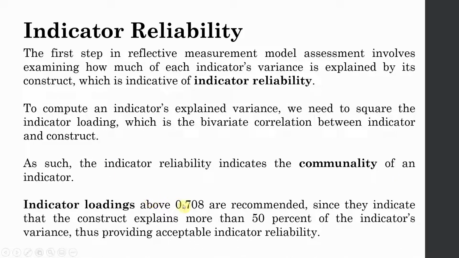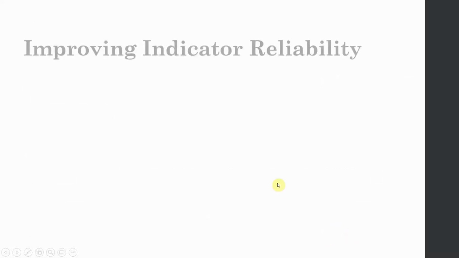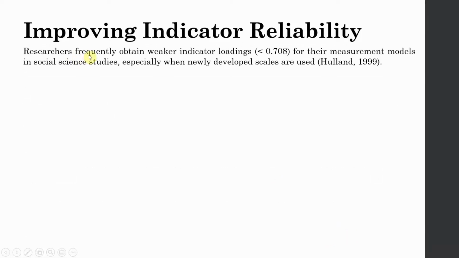Indicator loadings above 0.708 are recommended, since they indicate that the construct explains more than 50% of the indicator's variance, providing an acceptable indicator reliability. Researchers frequently obtain weaker indicator loadings, less than 0.708, for their measurement models in social sciences studies, especially when newly developed scales are used.